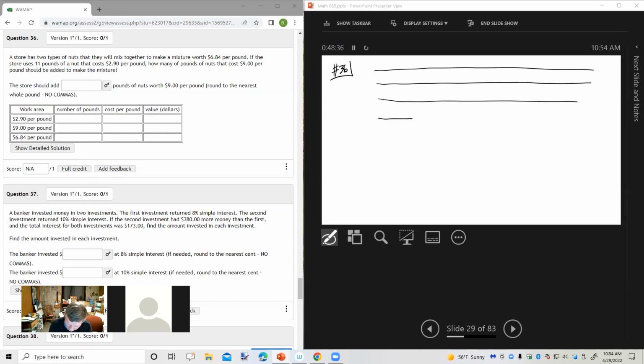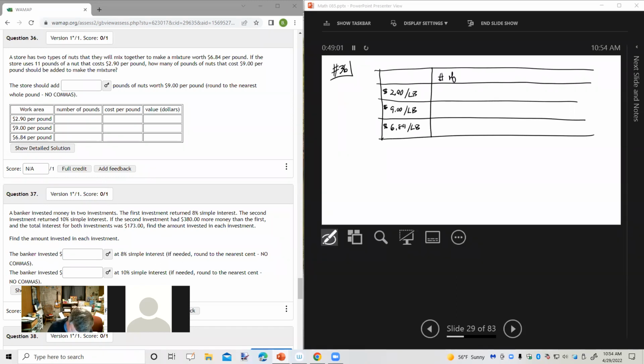Let's see, we've got 4 lines. And this is the $2.90 per pound. This is the $9 per pound and $6.84 per pound. And then we've got number of pounds, cost per pound, and value in dollars.